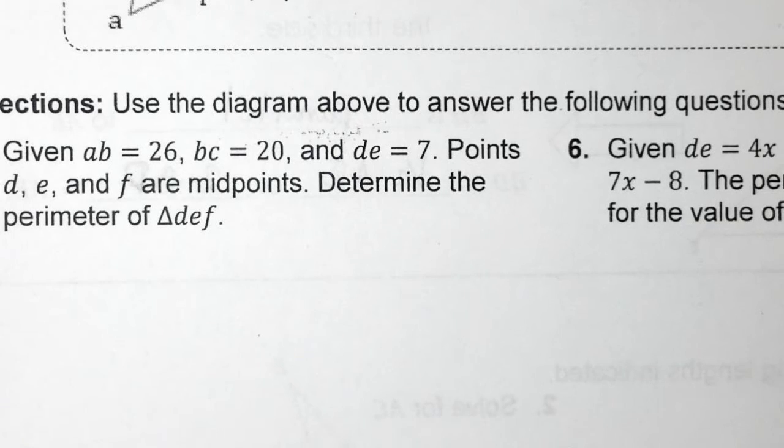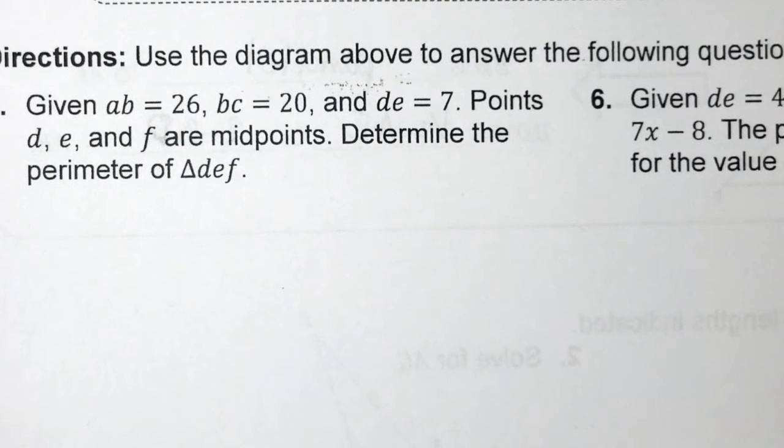Using the diagram above to answer the following questions. Number 5, it says, given AB is 26, BC is 20, DE is 7. Points D, E, and F are midpoints. Determine the perimeter of triangle DEF.